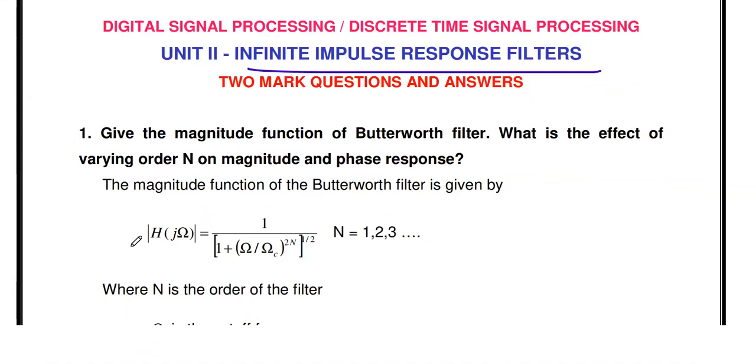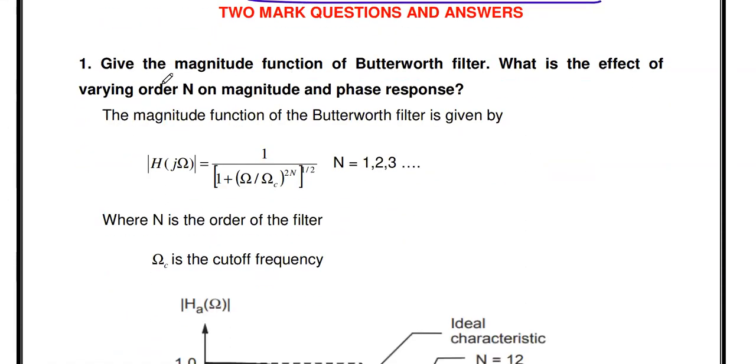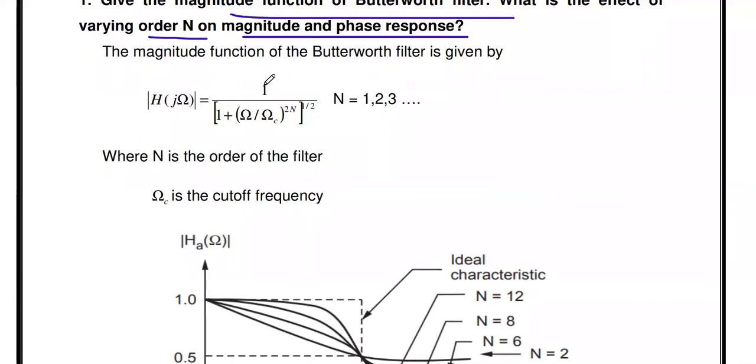So first, look at the first question: give the magnitude function of Butterworth filter. What is the effect of varying order N on magnitude and phase response? So already we solved several problems related to the Butterworth filter and Chebyshev filter. Analog filters we designed, digital also we designed. So what is the magnitude function of the Butterworth filter? It's a very important thing.